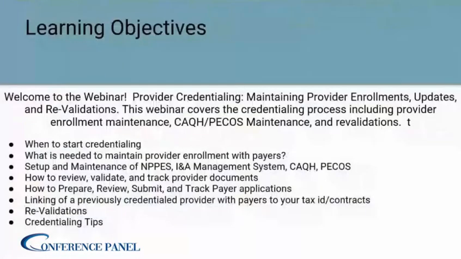Some of the learning objectives today will be: when do you start credentialing? What is needed to maintain the provider enrollment with payers? How do you set up and maintain the NPPES, the INA management system, CAQH, and PECOS? How do you review, validate and track provider documents? How do you prepare, review, submit, and track payer applications? How do you link a previously credentialed provider with a new payer under your tax ID and contracts? Revalidations and various credentialing tips.